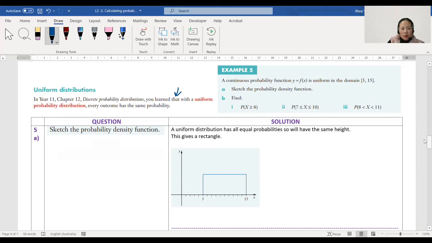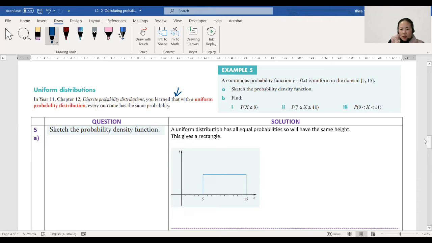Okay, so uniform probability distribution, every outcome has the same probability. Let's just remember that. And then let's have a look at example 5. A continuous probability function, y equals f of x, is uniform in the domain 5 to 15, so that means they're all the same probability. 5 and 15 are inclusive.